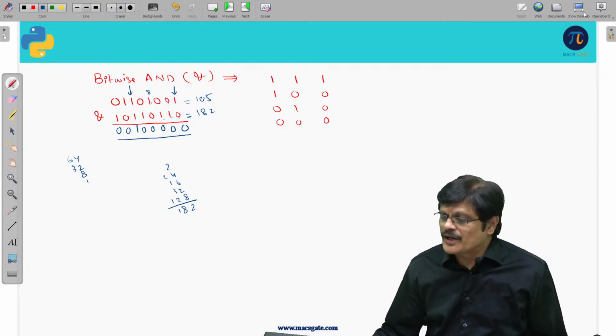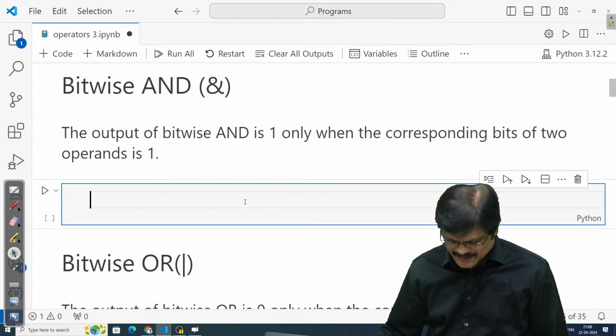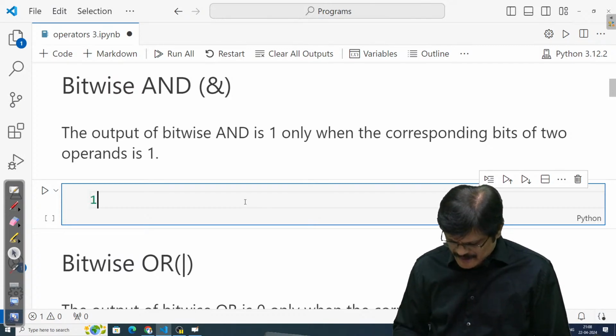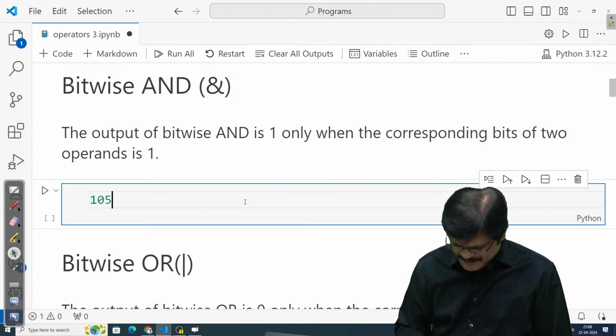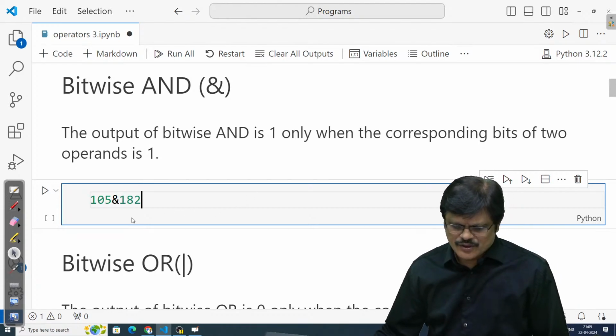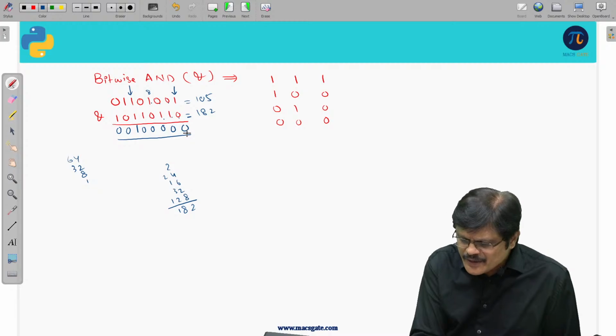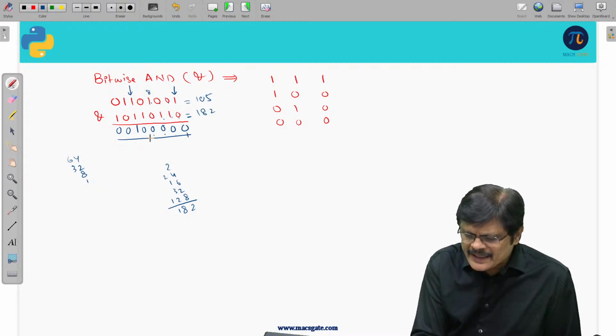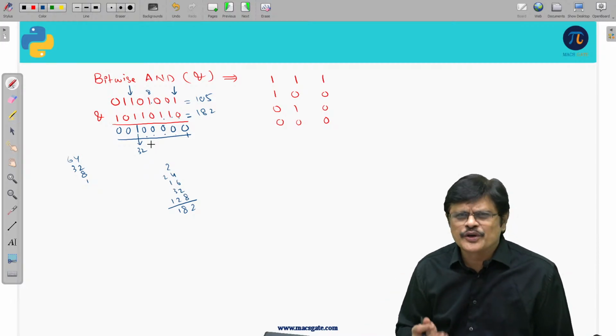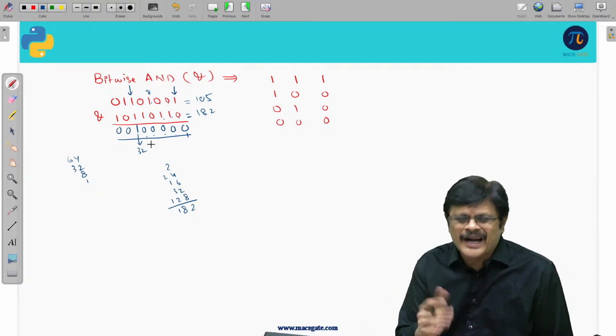So what result are you going to get? Let us verify this. 105 and 182. Let us see the bitwise AND operation. It is giving the result 32. You can check this result: 1, 2, 4, 8, 16, 32. So the result is 32. It is very easy for you to understand this.